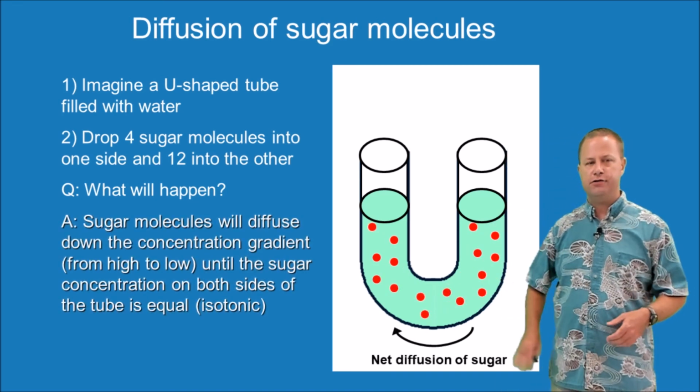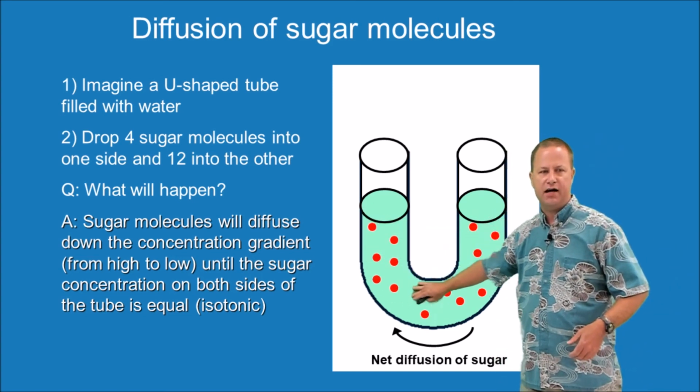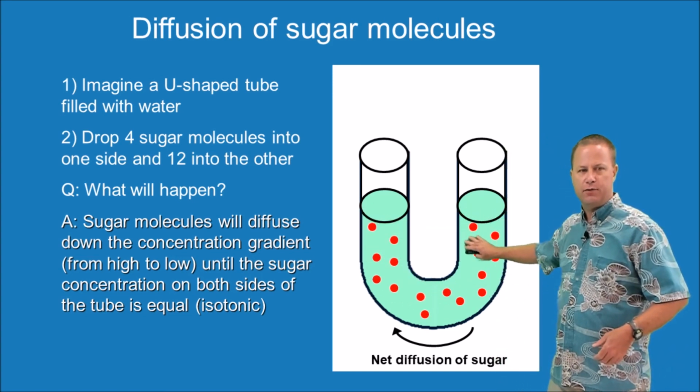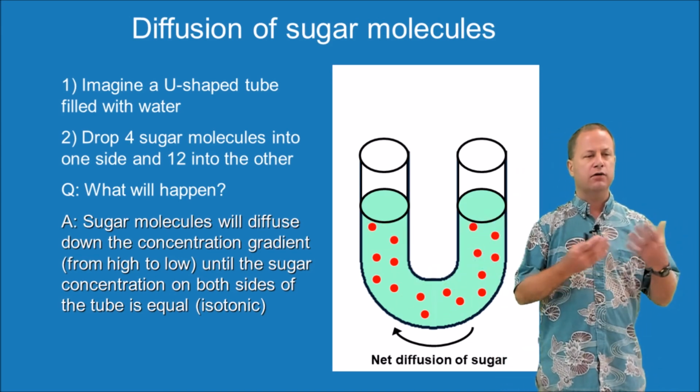Okay, the net diffusion of sugar spreads out until we have an equal concentration of sugar on both sides. So net diffusion was from the right side of the tube to the left side of the tube until we eventually reach equilibrium.